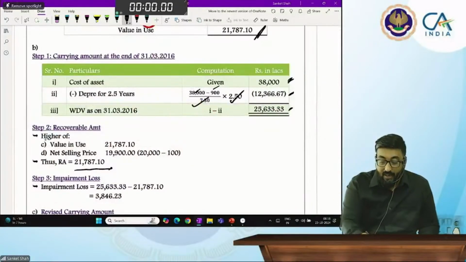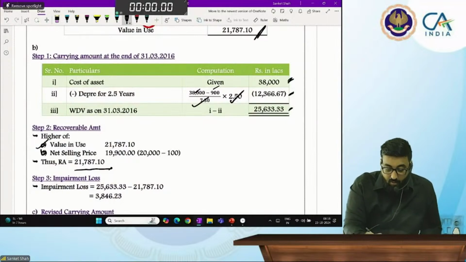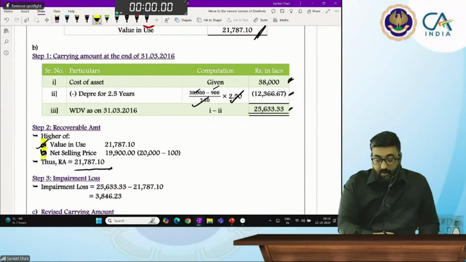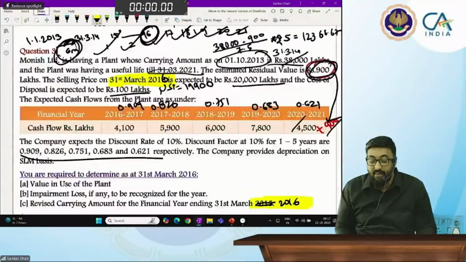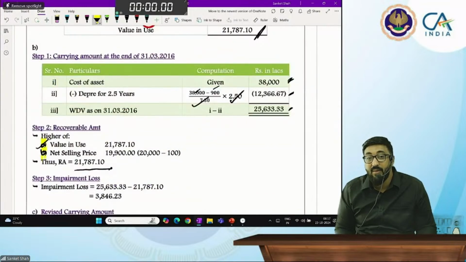Now recoverable amount. Recoverable amount is the higher of A and B. There is some mistake here too, beta. A or B. So what is A? Value in use, which we have calculated. B is net selling price. Now what is the net selling price? If I'm going to sell it now, 20,000. And what is my cost of disposal? 100. So how much am I getting in hand, Rosalind ji? 19,900, sir.